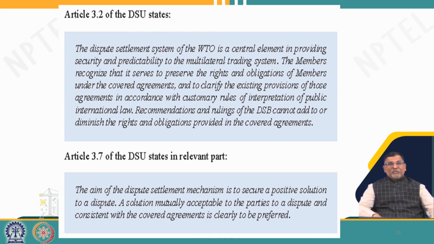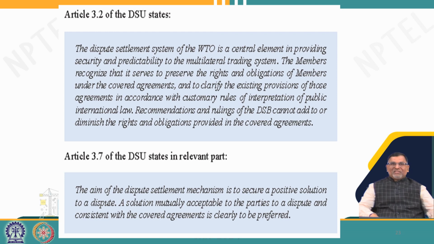So, here Article 3(2) of the DSU very clearly says that the dispute settlement system of the WTO is a central element in providing security and predictability to the multilateral trading system. That is why at the very beginning I said that this is a cornerstone. The dispute settlement system is a cornerstone of the entire multilateral trading system. The members recognize that it serves to preserve the rights and obligations of members under the covered agreements and to clarify the existing provisions of those agreements in accordance with customary rules of interpretation of public international law. Recommendations and rulings of the DSB cannot add to or diminish the rights and obligations provided in the covered agreements.